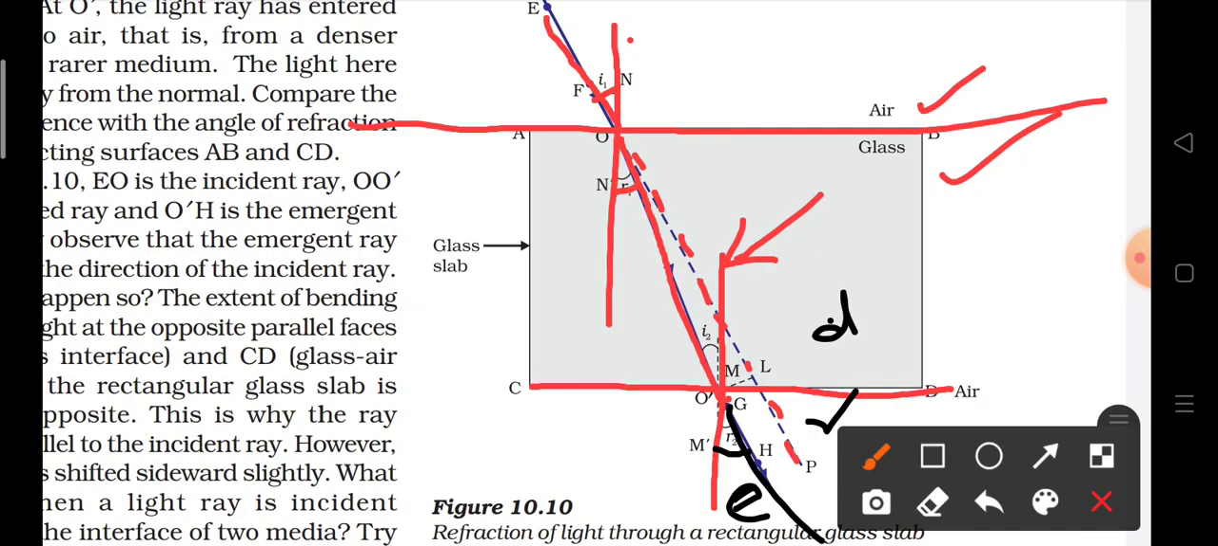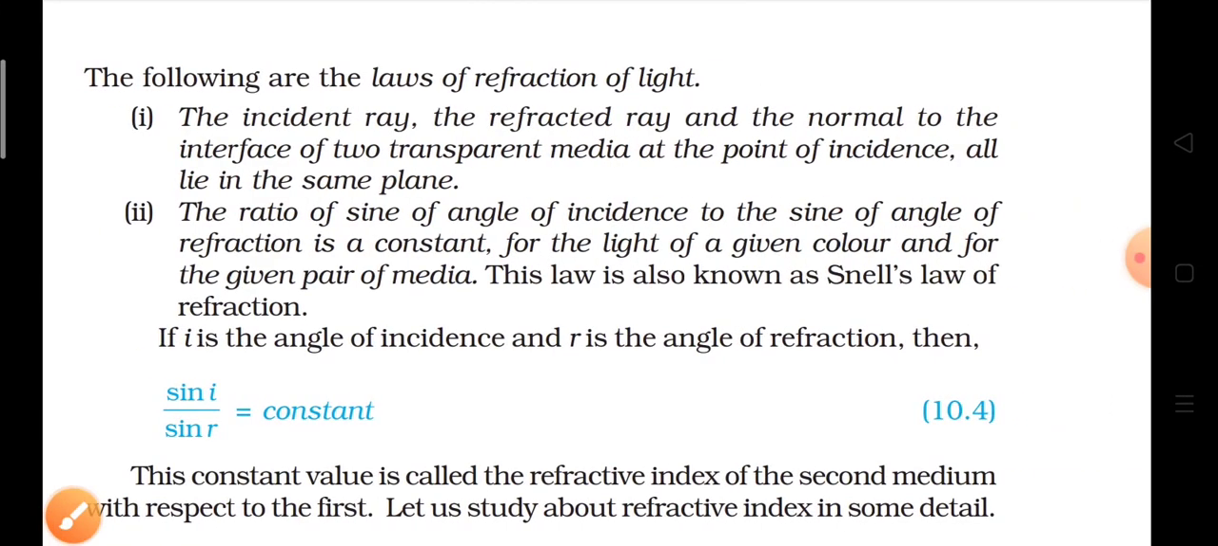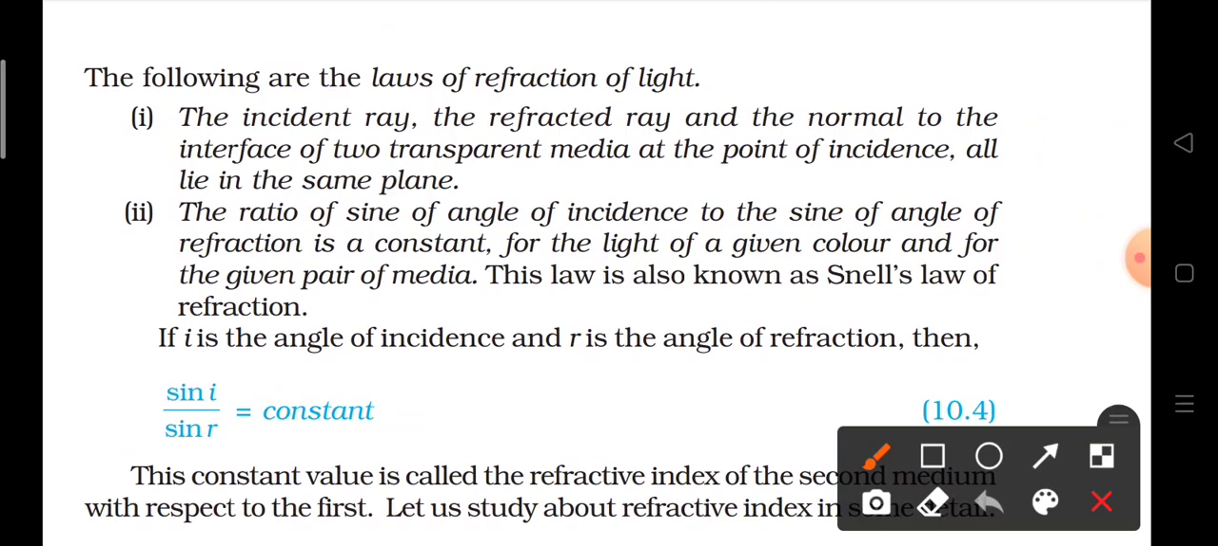So these are the things, like the letters appearing to be raised up when the written paper is placed under the glass slab. These are responsible because of atmospheric refraction as well as refraction of light through one medium to another. Is it okay? Now further we will discuss the laws of refraction.